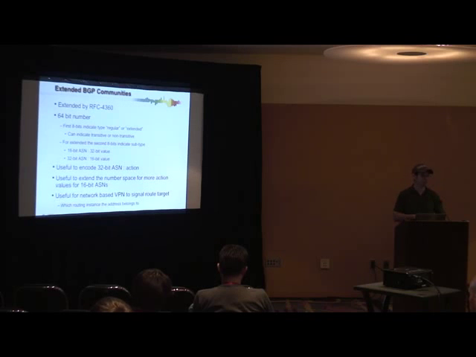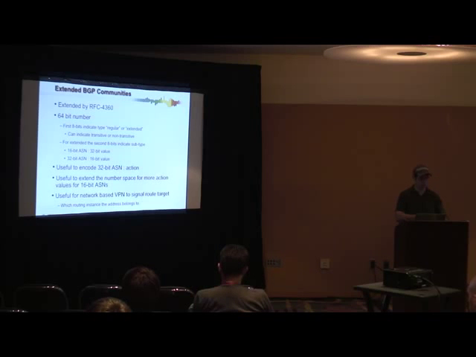Extended BGP communities. So RFC 4360 extended the BGP community space to a 64-bit number. The first 8 bits indicate the type, whether it's a regular or extended community, and it can also indicate whether the community is intended to be transitive or non-transitive. And then for the extended communities, the second 8 bits indicate the subtype.